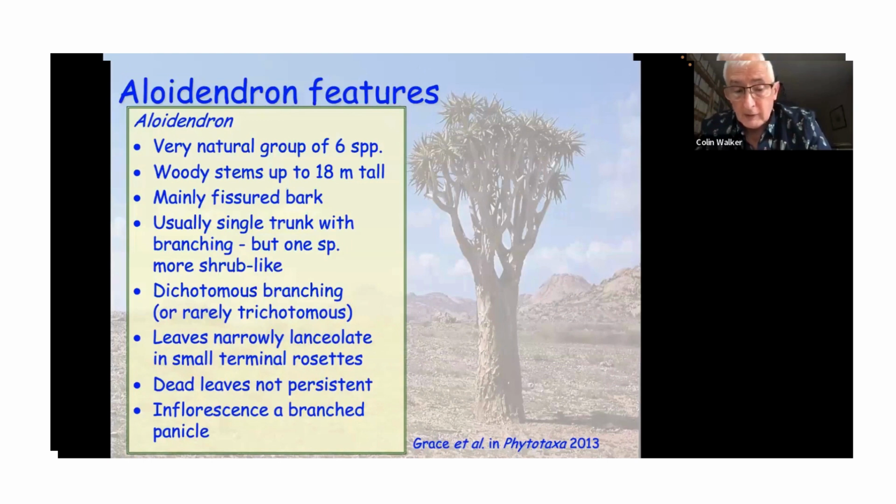Leaves are narrowly lanceolate, so that's kind of long and thin, in terminal rosettes. And a key feature is that the dead leaves are not persistent. So those of you who grow quite a lot of aloes will know that on quite a lot of species, the dead leaves remain, particularly the larger growing species like Aloe ferox and Aloe marlothii. They have lots of dead leaves which remain attached to the trunk. And the inflorescence is a branched panicle, and you see pictures of those. So those are the key features of Aloidendron.